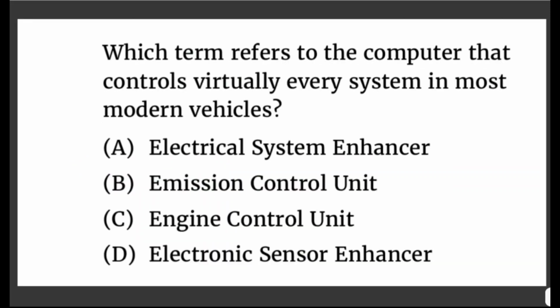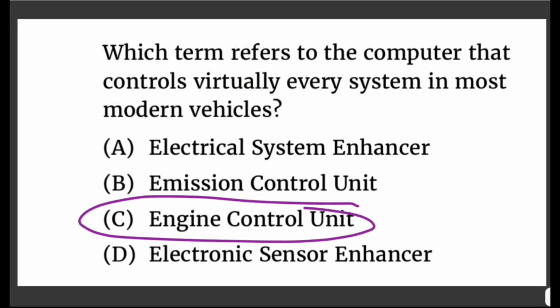Which term refers to the computer that controls virtually every system in most modern vehicles? A. Electrical system enhancer, B. Emission control unit, C. Engine control unit, or D. Electronic sensor enhancer? The answer here is letter C. The engine control unit is the most powerful computer in modern vehicles, using a variety of sensors to monitor and control the functions of a running vehicle.